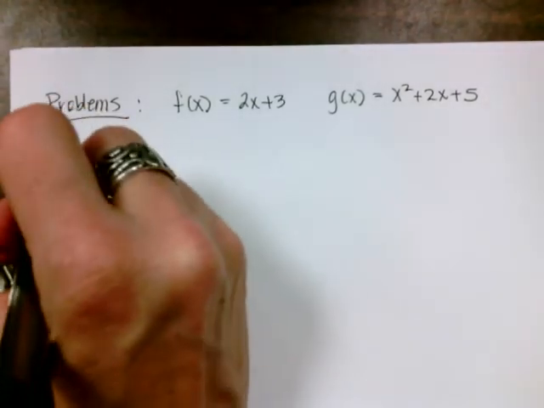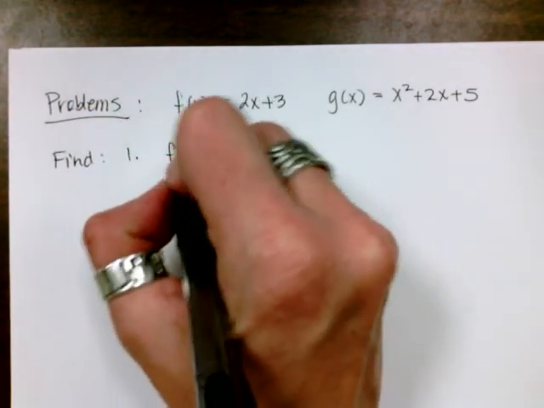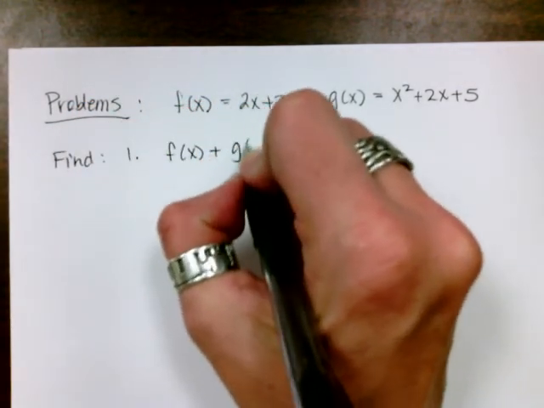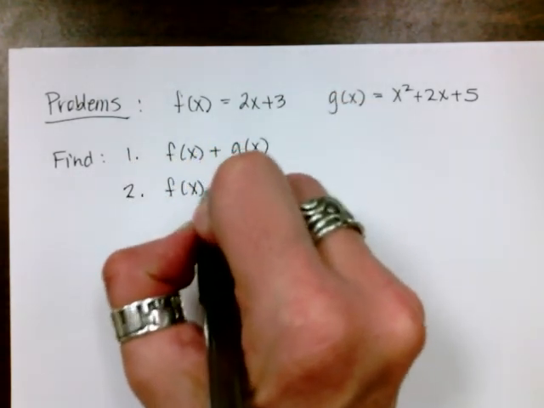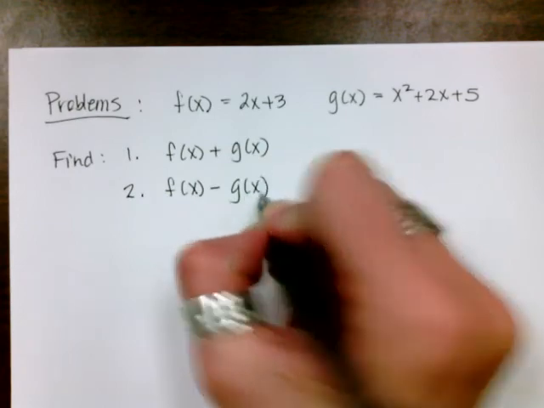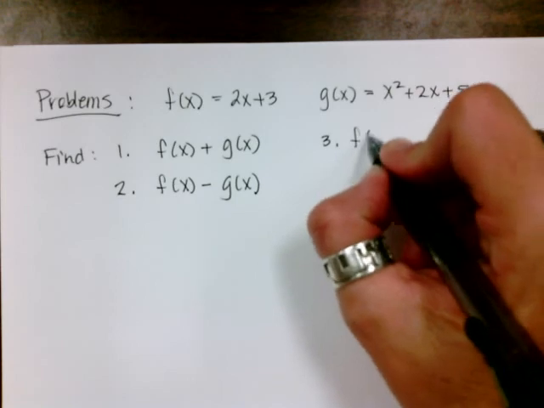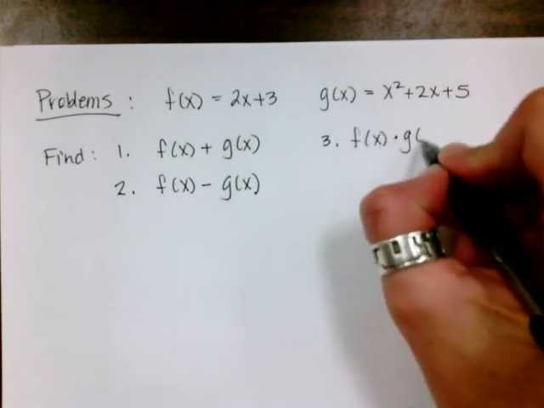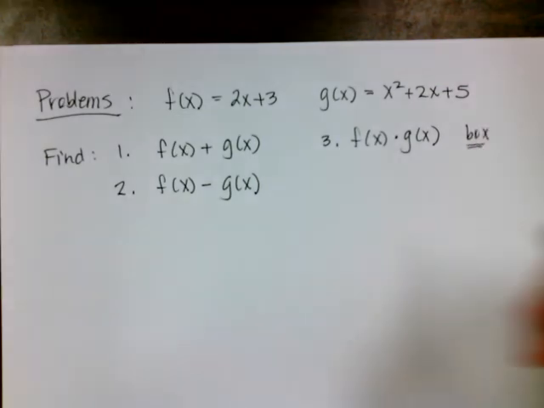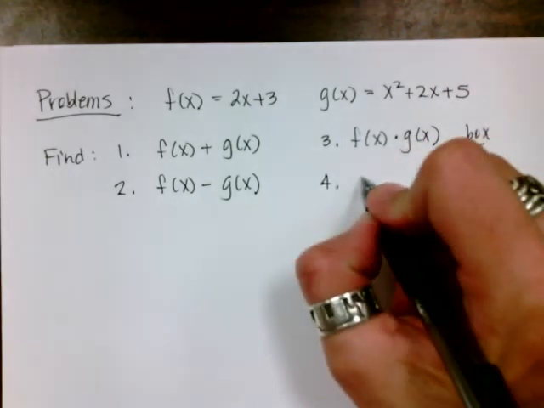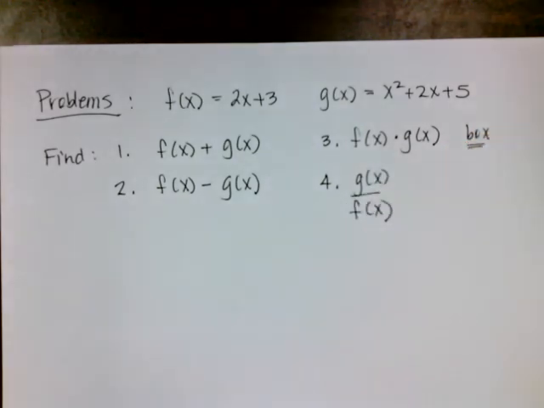All right, so here are your tasks. Number 1, you're going to find f of x plus g of x. Number 2, you're going to do f of x minus g of x. 3, you're going to do f of x times g of x. In this one, you're going to want to use a box, just remember. And then in number 4, you're going to do g of x divided by f of x. Switched it up a little bit.